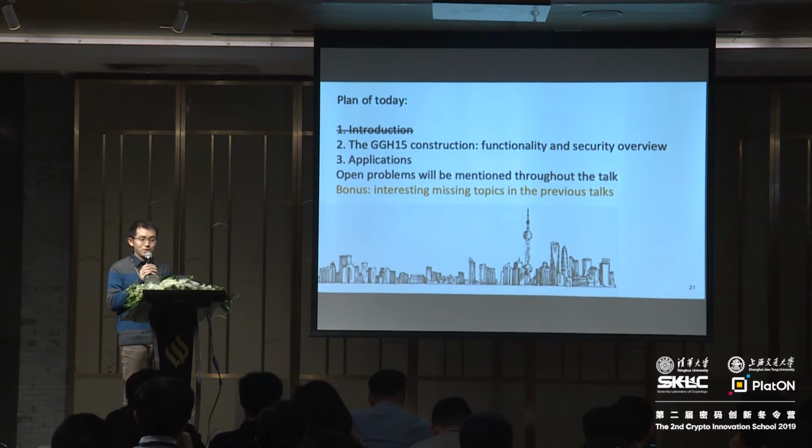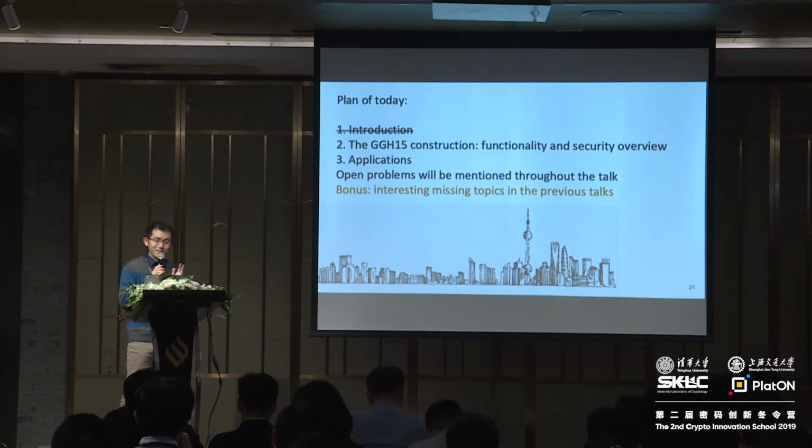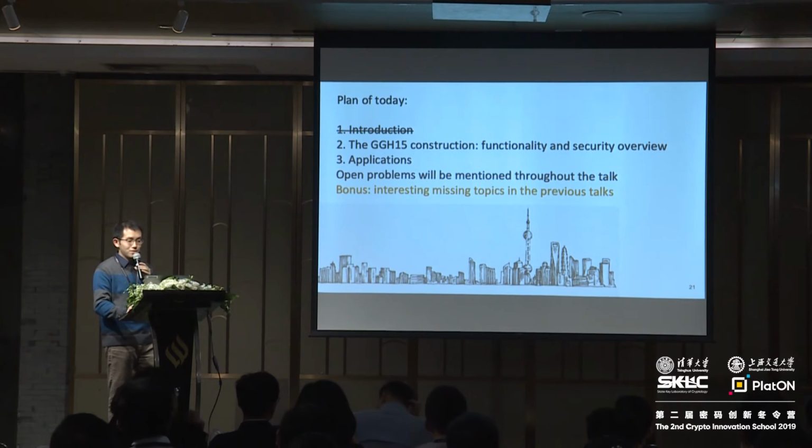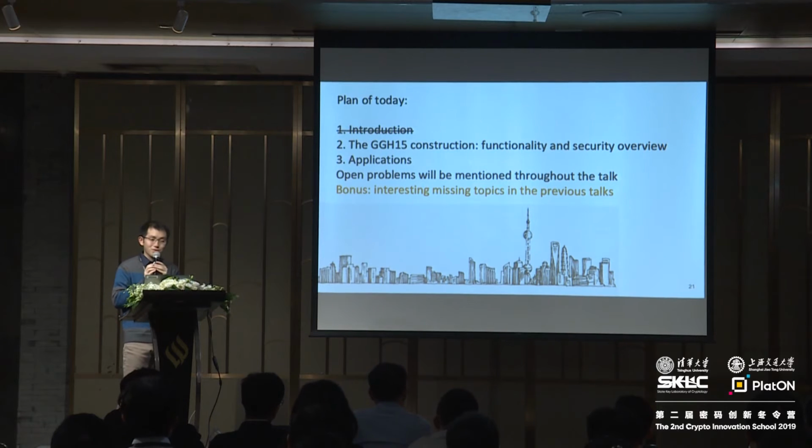I will explain two applications, which are private constrained PRF and witness encryption. I will not mention obfuscation because just to describe the functionality may take 1 hour. I tried before, I gave up now. So I'll only mention maybe 2 more slides about obfuscation later. And as I mentioned before, I will mention open problems throughout the talk. And I will prepare some bonus that covers the interesting missing topics in the previous talks.